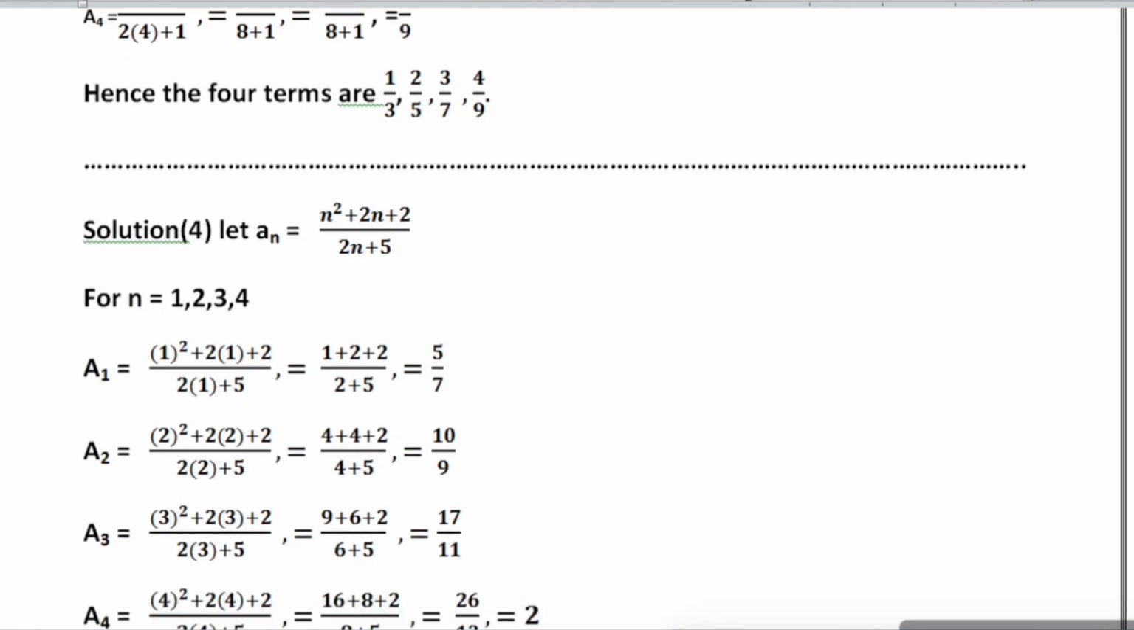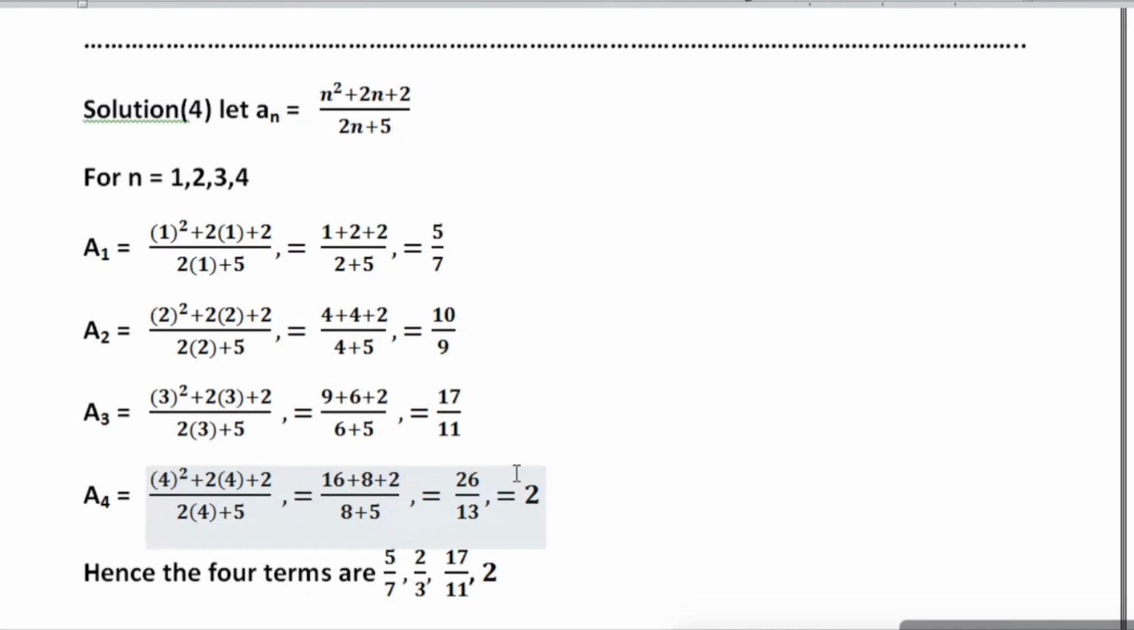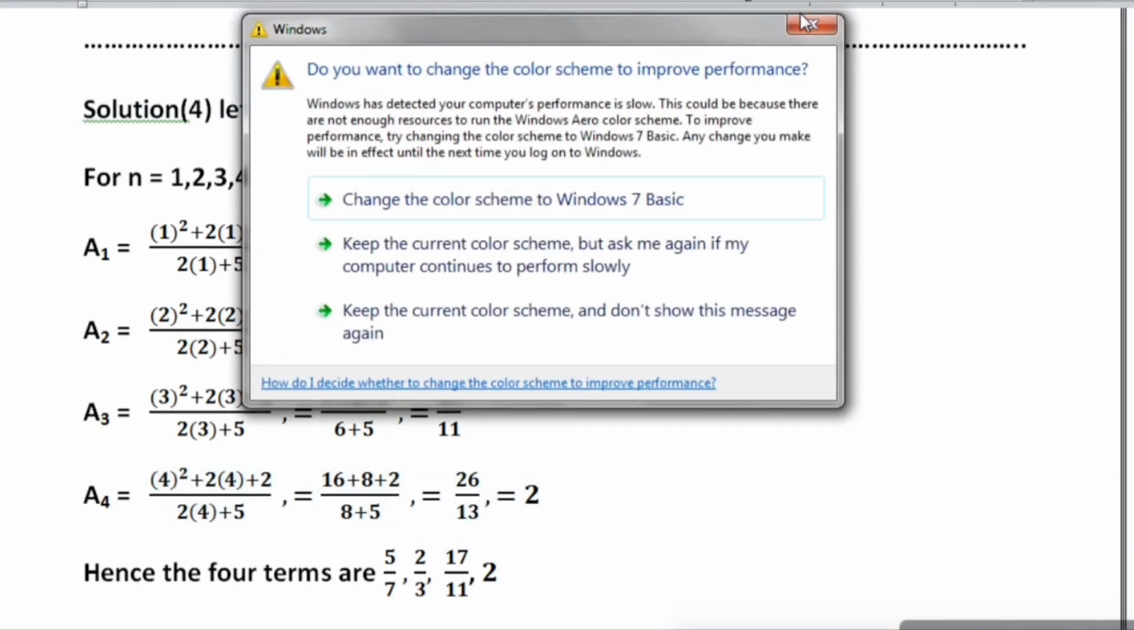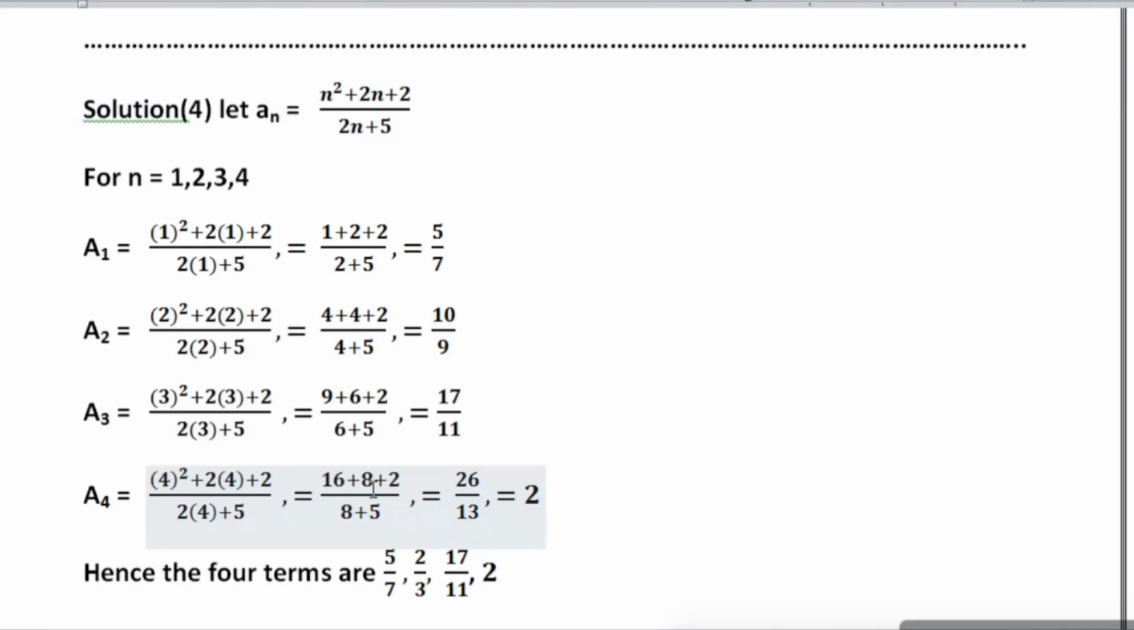Next, for n is equal to 4, so a 4 is equal to 4 square plus 2 into 4 plus 2 divided by 2 into 4 plus 5, which is equal to 16 plus 8 is 24, plus 2 is 26, divided by 8 plus 5 which is 13. So 13 times 2 is 26, so it is equal to 2. Hence the four terms are first 5 divided by 7, second 10 divided by 9, third 17 divided by 11, and fourth 2, which is the required solution.